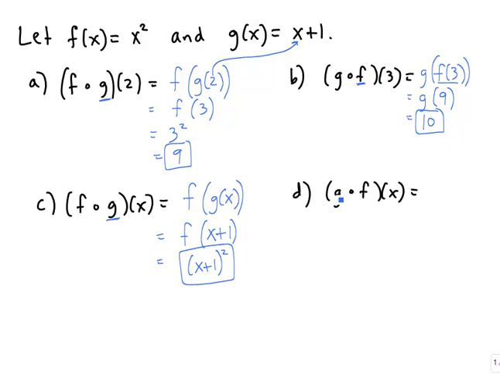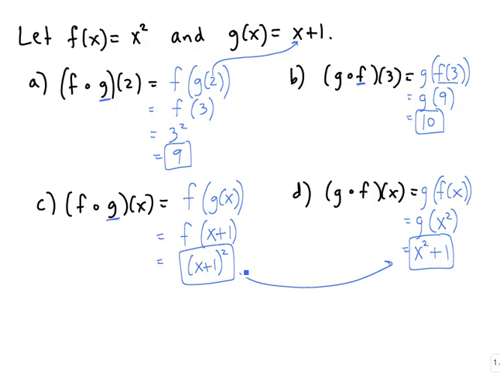If we reverse the direction around and do g composed with f at x, then we're going to do the rule for f first, and then take that answer and plug it into g. So the rule for f is x squared, and now we're going to take x squared and plug that into g's rule. G's rule says take whatever your input is and add 1 to it. So here our input is x squared. When I add 1 to it, I get x squared plus 1.